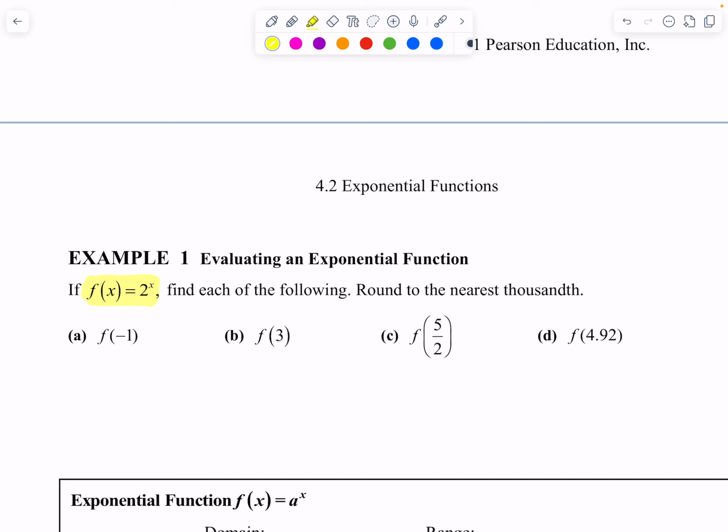When we're finding this function value, because that's all we're doing, we are plugging in the number you see in parentheses here. These are your x values. But your x is an exponent, so when you do it on a calculator, you've got to make sure you put it in correctly. You raise it to a power. So let's do it.